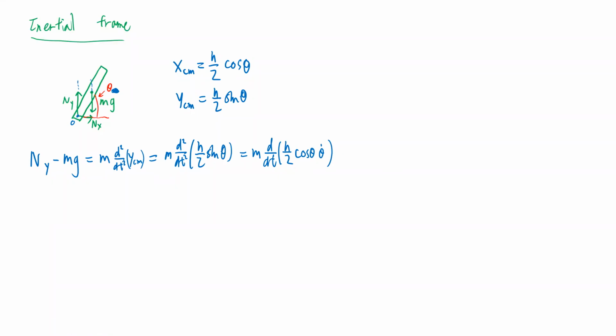Okay, so let me rearrange the equations, just put Ny as the subject here. Then you'll find that this is mh divided by 2, with two terms here, like this.